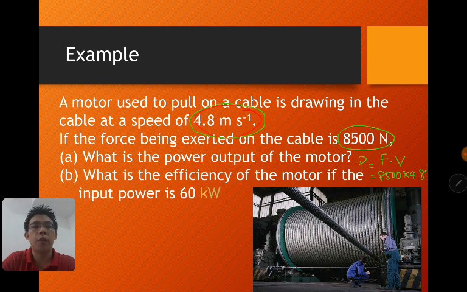Next part of the question: what is the efficiency of the motor if the input is 60 kilowatt? We apply that efficiency is the output divided by the input. Then we take the answer from part A and divide by 60k, and you should be able to get the answer here.